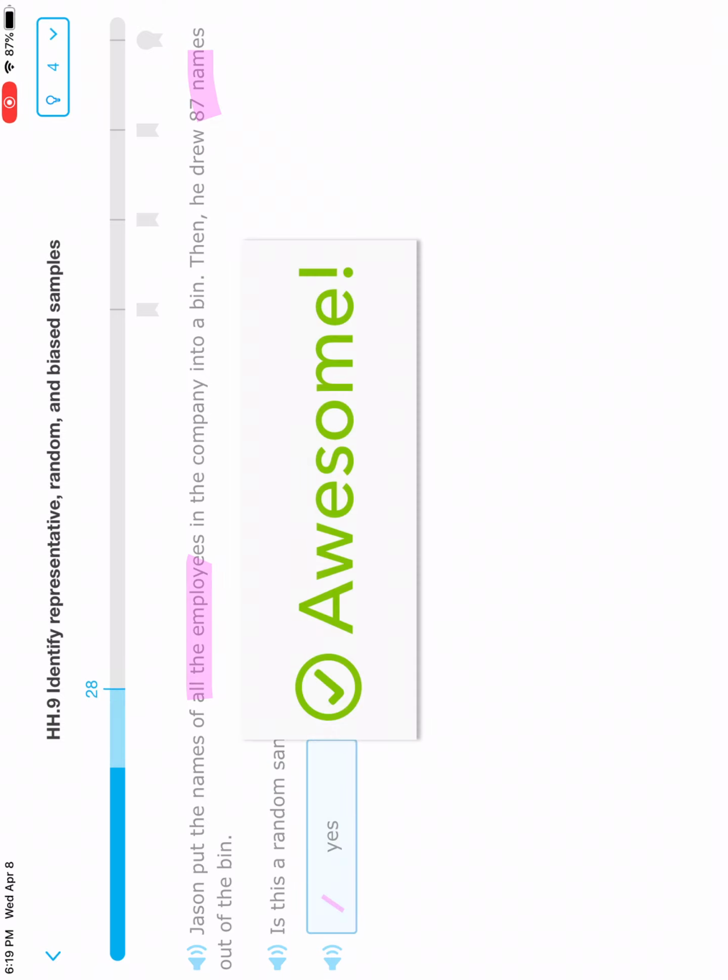Jason puts the names of all the employees in the company into a bin. Then he draws 87 names out of the bin. Is this a random sample of the employees at the company? Did he put all of the employees' names in? Yes, it says that. All of the employees. And then he drew 87 names out of the bin, which would be random. He didn't say I wanted Peter, John, Mark, Ashley. He just drew them at random. So is this a random sample? Yes.